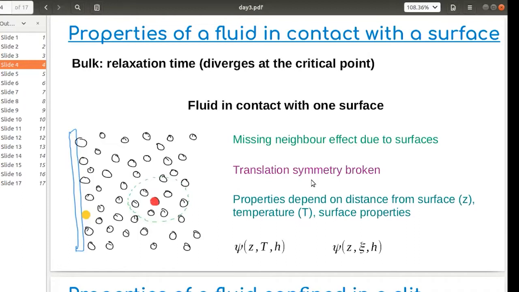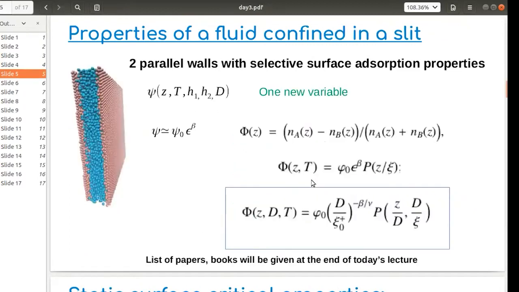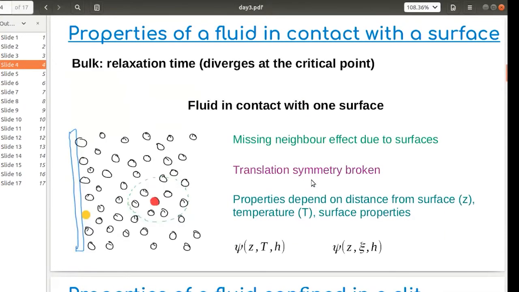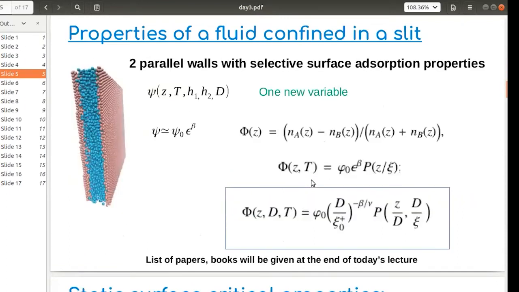Okay, now that we have learned what's going to happen for one surface, let's find out what will happen if I have two surfaces. Before, I had only one surface in contact with the fluid. Now let's put the fluid in between two surfaces. In the schematic picture, you have these pink walls, which are two parallel walls, and then you have the fluid in between, marked by this blue part. This kind of configuration is also called a slit geometry.